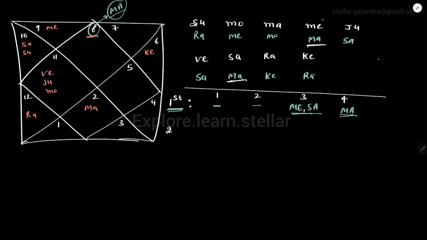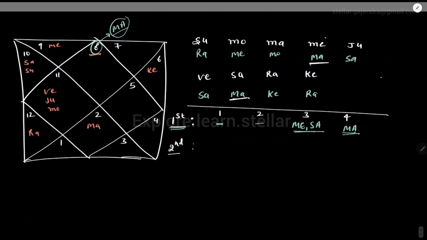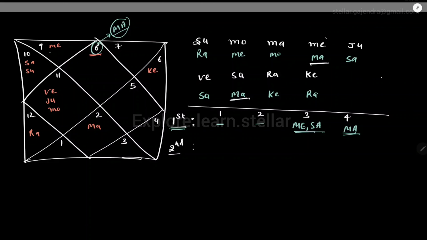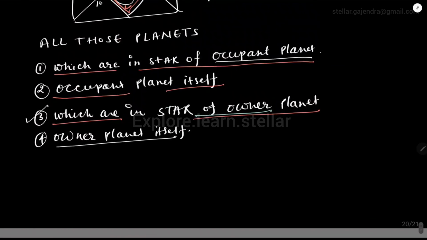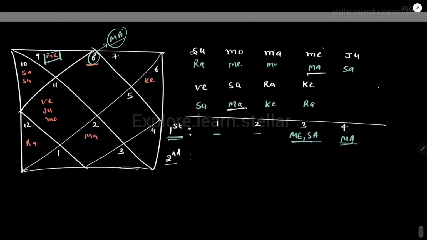Let's check one more example. Consider the second house. For the second house, at the first and second level we will see the occupant. Mercury is the occupant of the second house, and let's first check the planets which are in the Mercury star. You will find the Moon is in the Mercury star, and it is the only one. So at the first level, Moon will become the significator of the second house, and at level 2, Mercury itself is going to become the significator. Now at third and fourth, we need to check the owner.